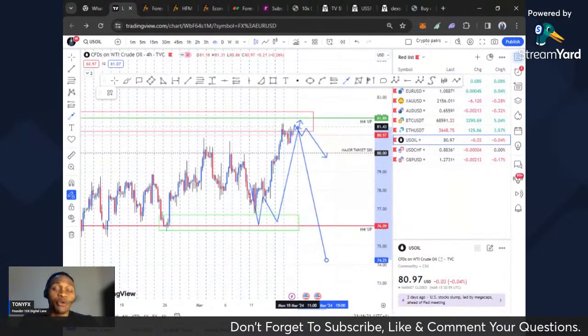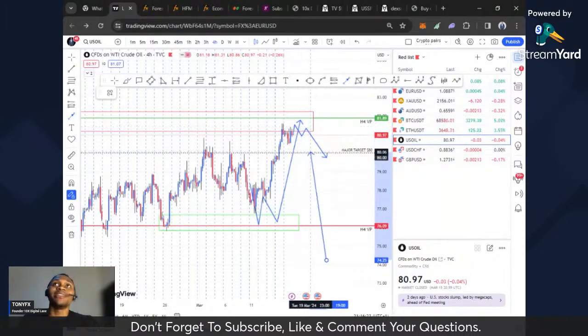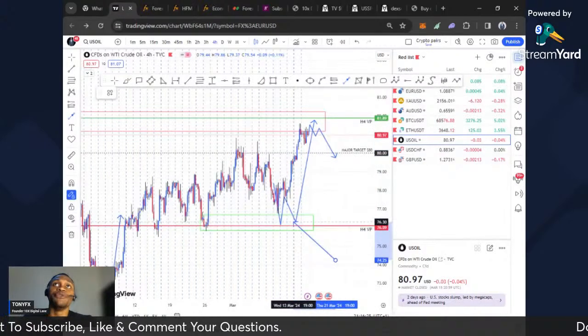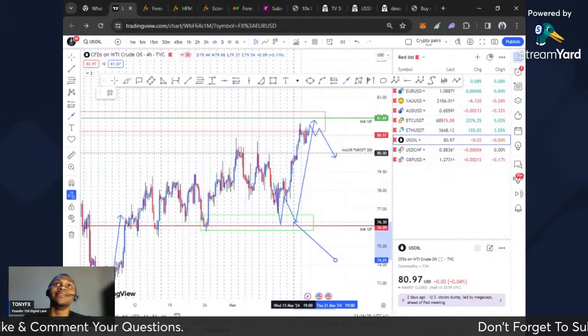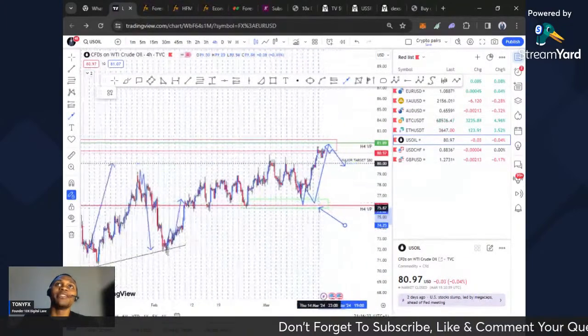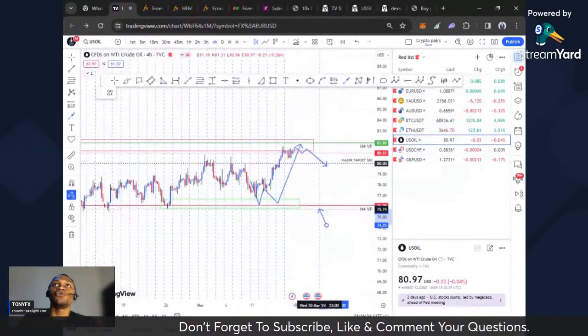Okay, so now from here I'm expecting sells for US oil, but it's more like a corrective structure, because if you look back, this is a bigger uptrend. So I'm expecting a corrective structure for US oil.